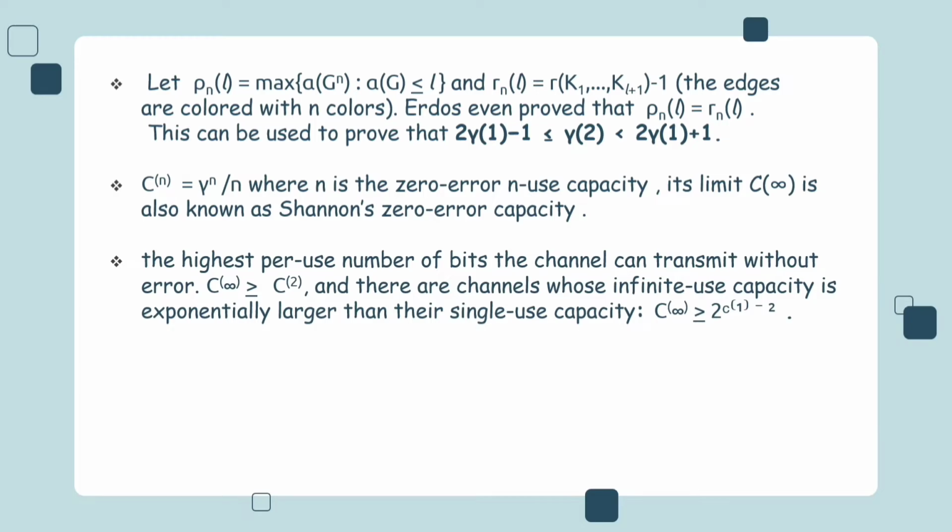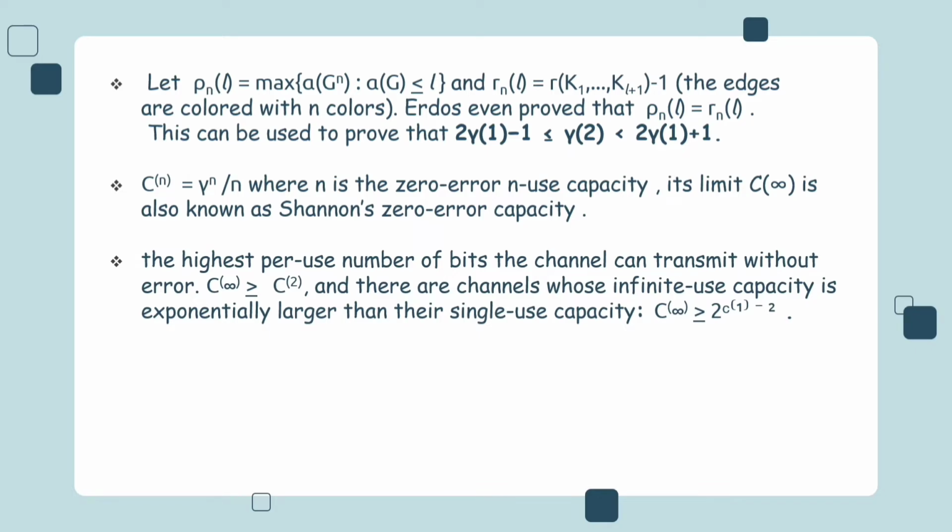Here the edges are colored with n colors. Erdos even proved that rho_n(L) equals R_n(L). This can be used to prove that 2 times gamma(1) minus 1 is less than or equal to gamma(2), and gamma(2) is less than 2 times gamma(1) plus 1.